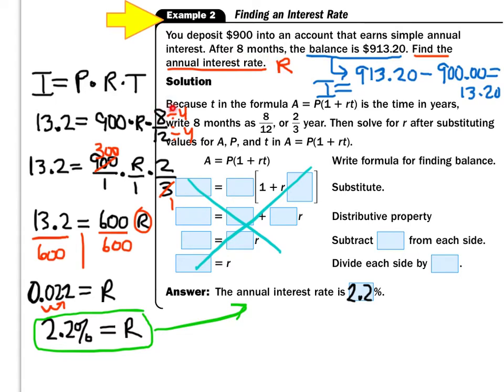So I'm going to write that as 8 over 12. Now I can reduce 8 over 12. I can divide the top and the bottom by 4. So that gives me 2/3. Now because 2/3 is a repeating decimal, 0.6 repeating, I'm going to do this as fractions.